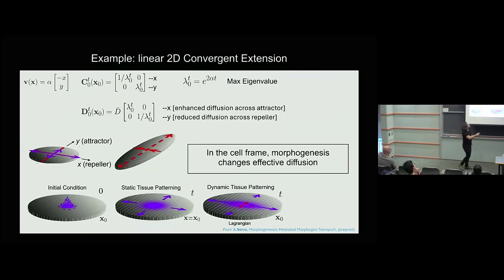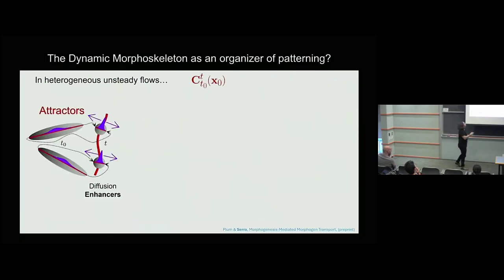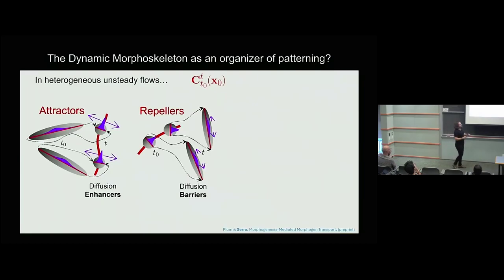Okay, so therefore in the cell frame, morphogenesis is changing the effective diffusivity by deforming the tissue. Okay? This is now just a trivial flow, but when you have heterogeneous and steady flows, what do we do? Well, the result is already there because Cauchy-Green does that for you. It remembers all possible deformation in space and time, right? So you can just extrapolate and say that attractors will always play the role of diffusion enhancers in the cell frame, and the repellers will always play the role of diffusion barriers.